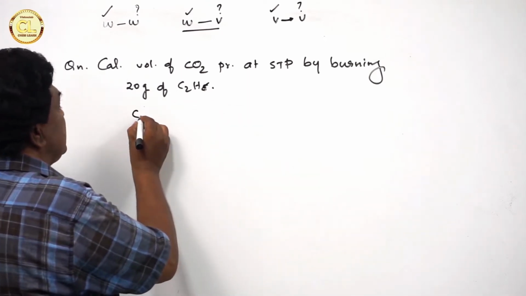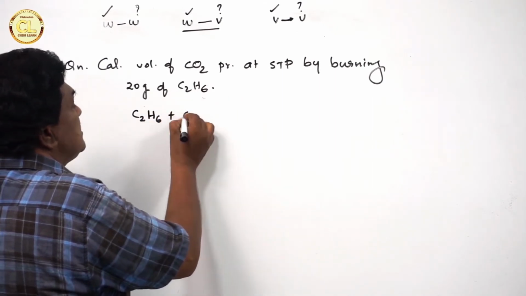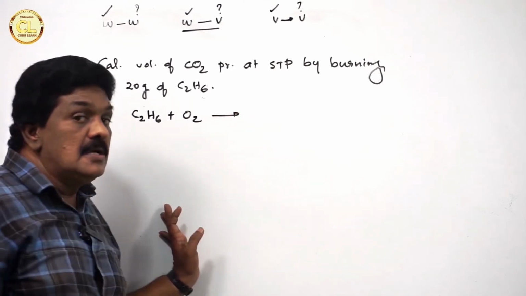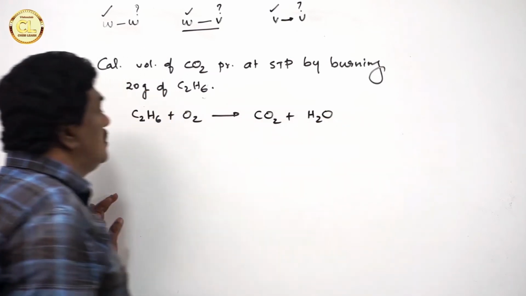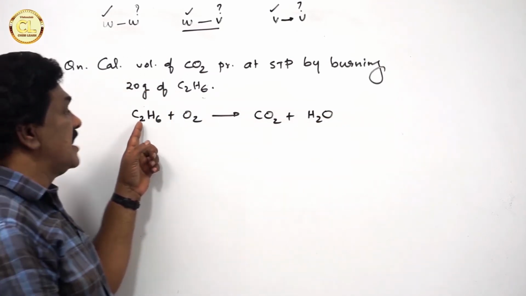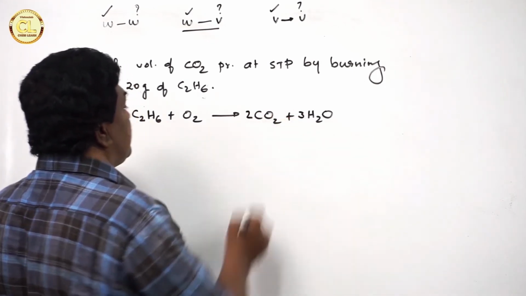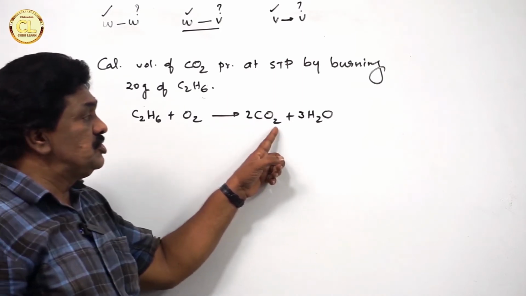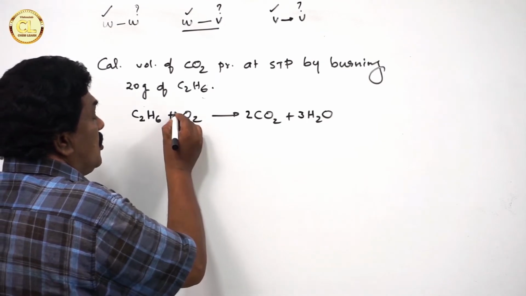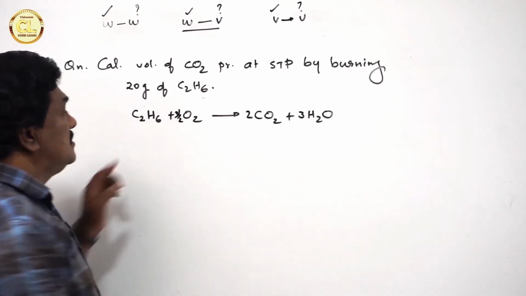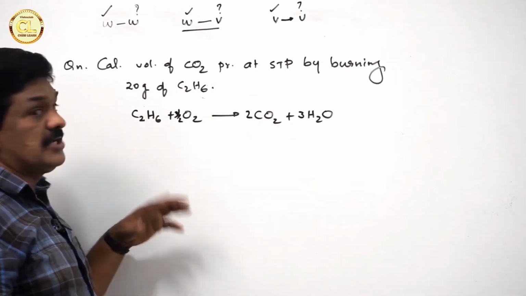Ethane, that is C2H6, burns in oxygen forming carbon dioxide and water. Balancing the equation, there are 2 carbon atoms, so 2 here. There are 6 hydrogen atoms, so 3 here. Now, oxygen: 2 into 2, 4 plus 3 is equal to 7. Here, it is only 2. In order to make it 7, 3.5. This is a fractional value, so multiply throughout by 2 to get a whole number value.